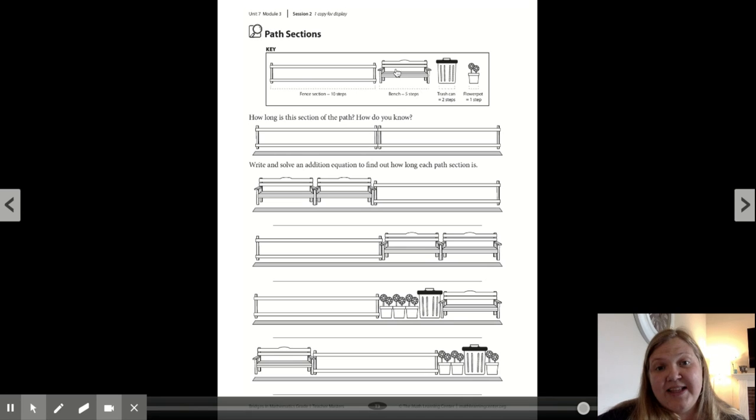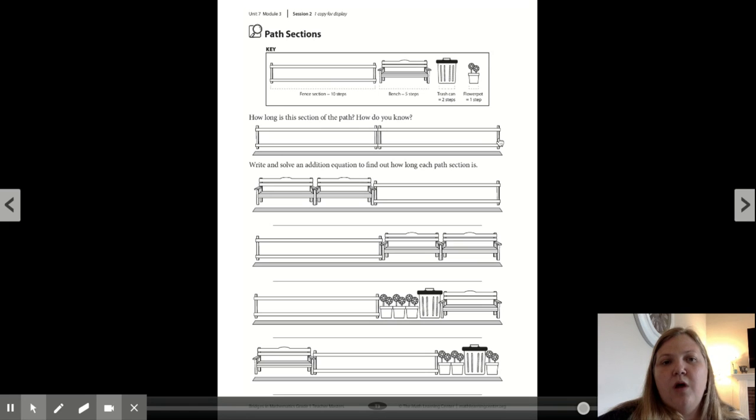So a fence is going to be worth 10 steps. So if you took 10 steps, you'd walk the full length of that fence. The bench is going to take 5 steps. 1, 2, 3, 4, 5. The trash can is a length of just 2 steps. 1, 2, 2 steps. And the flower pot is just 1 step long. 1.